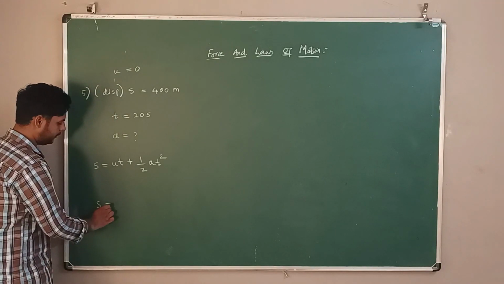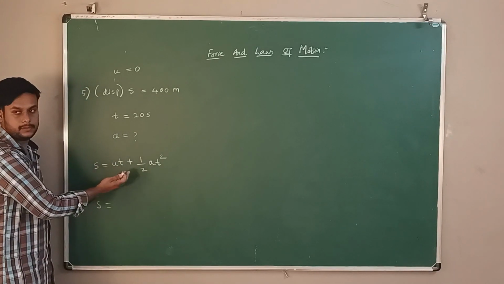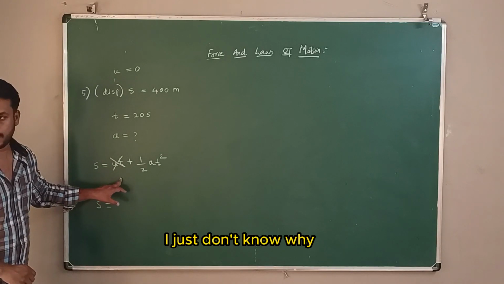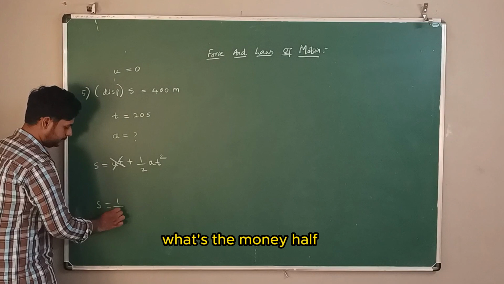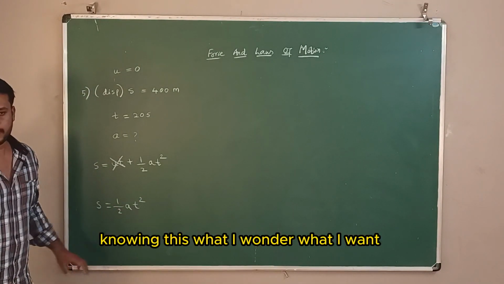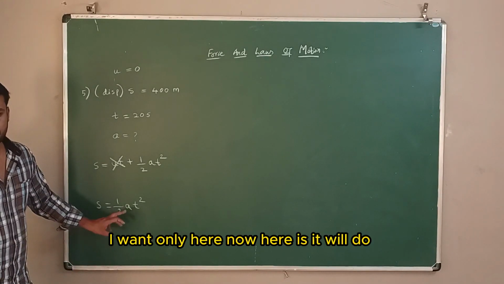Now S is equal to ut plus half at square. U is how much? 0. So 0 into T is 0. This will definitely go outside. Understood or no? Ut is gone now. So what remains is half at square. Now in this, what do I want? I want A. I want only A.